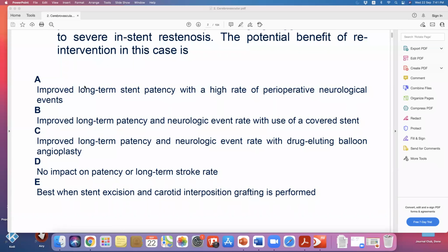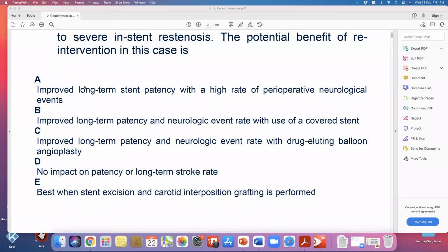Best when stent excision and carotid interposition grafting is performed. This is a very extensive procedure for this patient, who is asymptomatic and, to start with, underwent stenting. That means he's not fit for surgery. Right. So I will choose D.